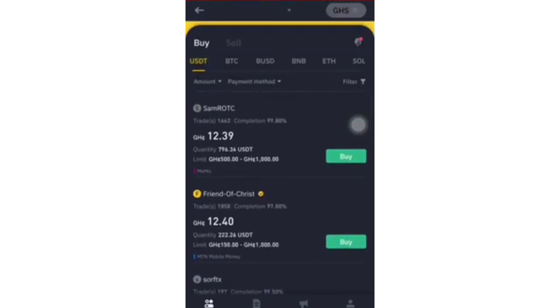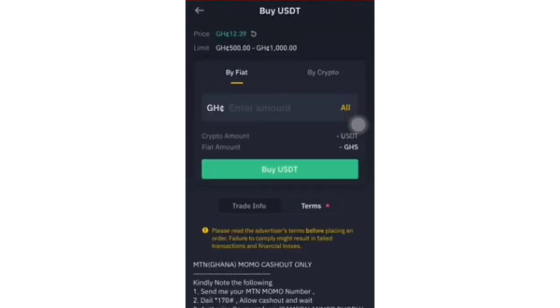It's easy peasy, guys. If you want to buy, you just click buy, and once you click buy, it's going to show you brief details. You're going to put the amount. You have to take note of the limit. Like this one here, the limit is 500. So the minimum transaction you can do with this person is 500 Ghana cedis to 1,000, right?